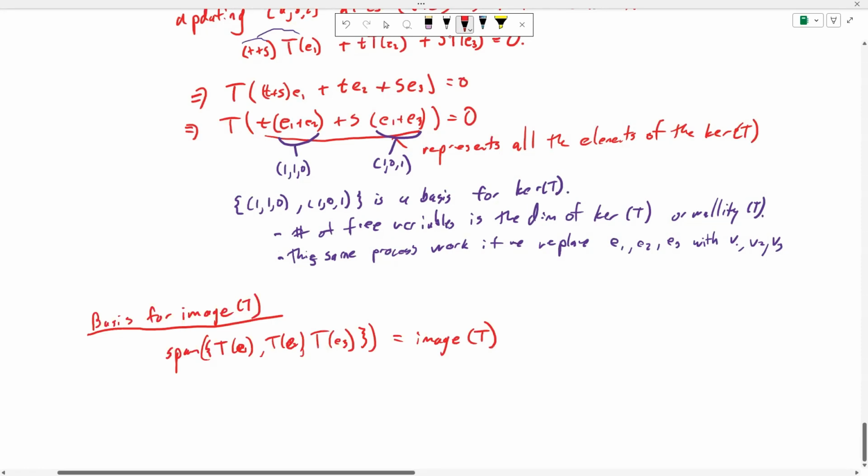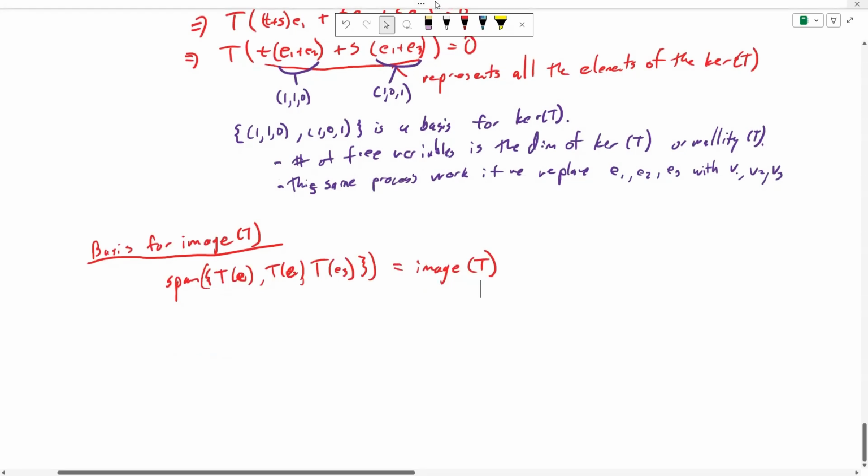So I have a spanning set. If I take all the vectors, they are a spanning set. The trick is it's not necessarily linearly independent. We want a linearly independent spanning set. And there was a process we talked about in week 3 and week 4 of converting a spanning set into a linearly independent spanning set.